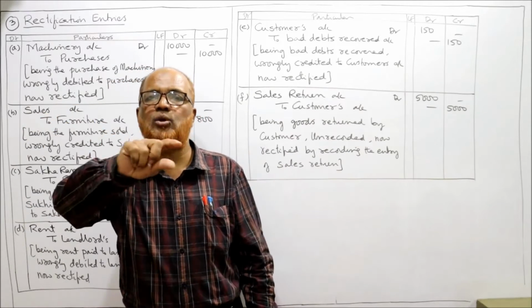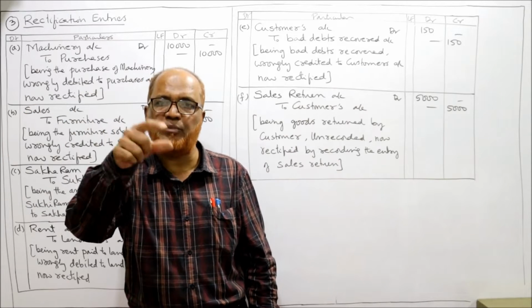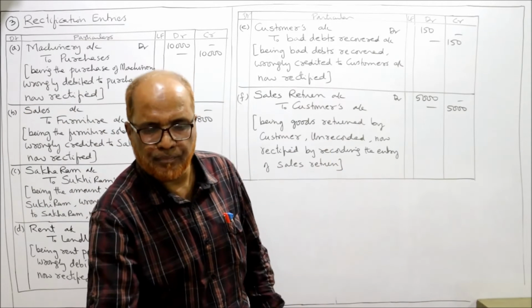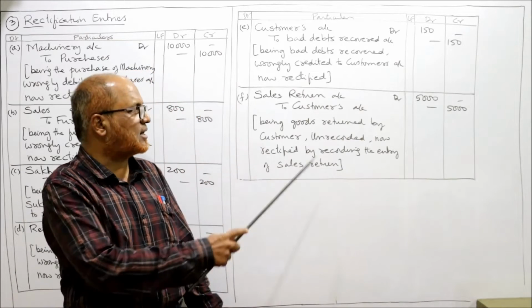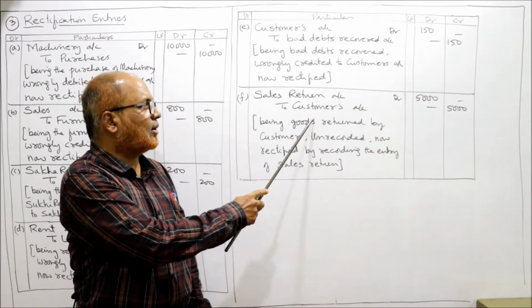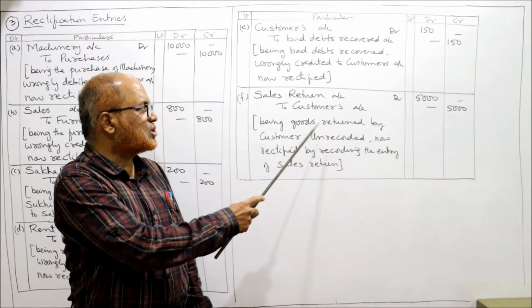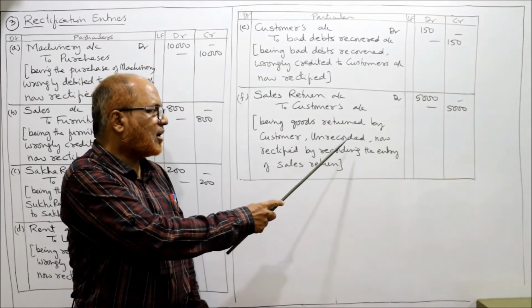Sales return account debit to customer's account. This is the entry that should have been passed. Now we pass that entry: sales return account debit to customer's account, being the goods returned by a customer, unrecorded.